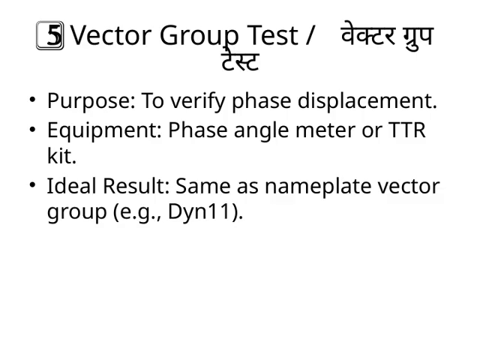For example, if the transformer is rated as Dyn11, then our test results should confirm that the phase displacement corresponds to that vector group. This test is crucial because it verifies the correct wiring and phase relationship, which directly impacts the transformer's performance and safety in the system. Remember, accurate phase displacement ensures proper operation and helps prevent potential issues down the line.